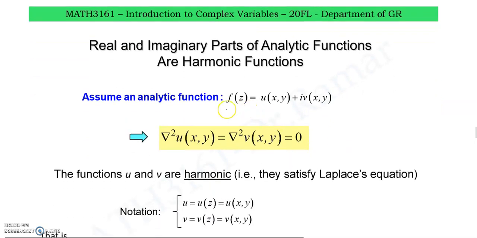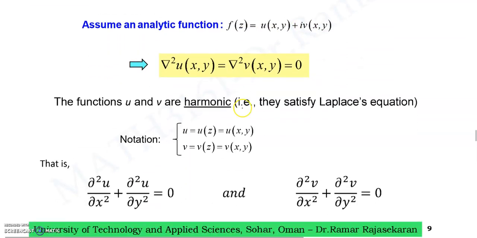Suppose the given function f of z is equal to u plus iv. When we say that the given function is harmonic, we have to find u and v. We have to find the real part and imaginary part from the given function. Then we have to check the Laplace equation for u and v. Suppose u and v satisfy the Laplace equation, then we can say that the given function f of z is harmonic.